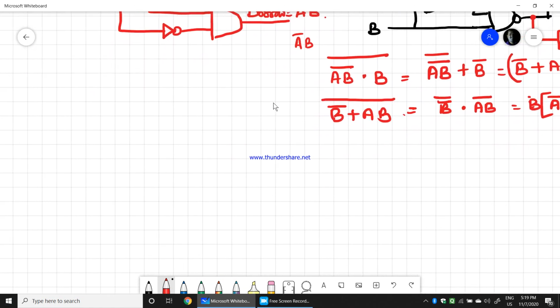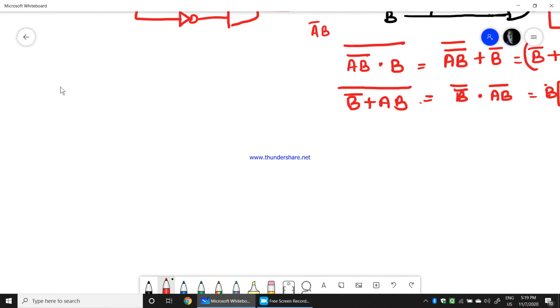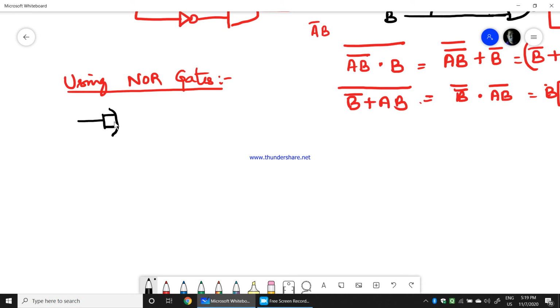Now coming to design using NOR gates. Using NOR gates, let us see how to implement it. So we have A bar. I think we have done this in the adder. Same thing will be for the difference here. B and B bar.